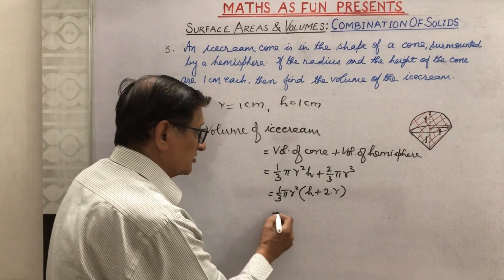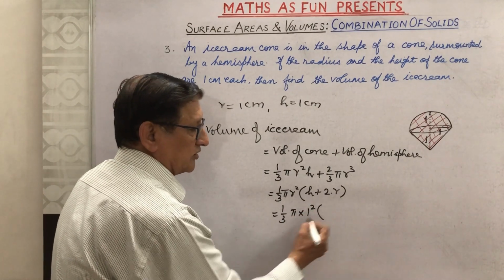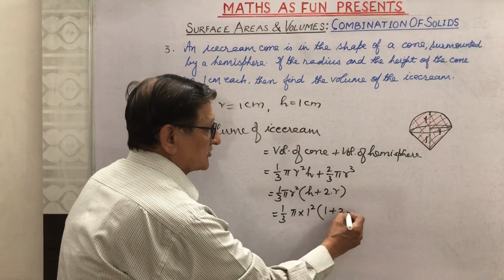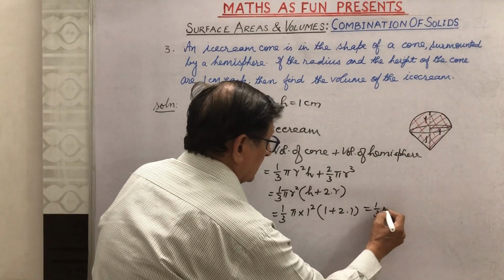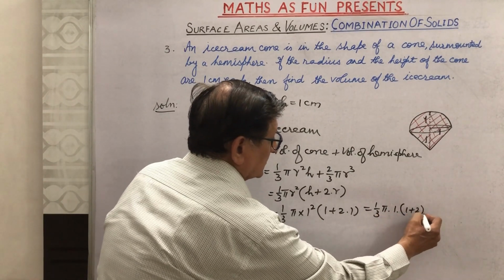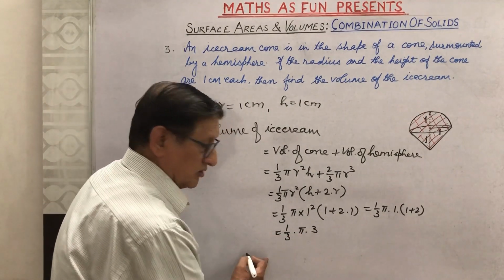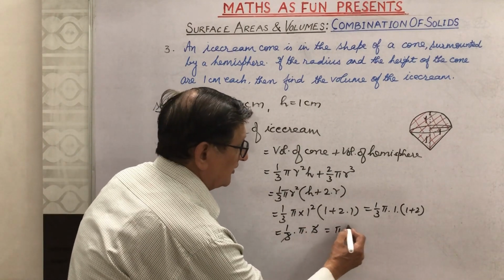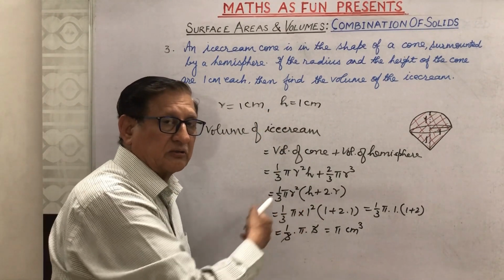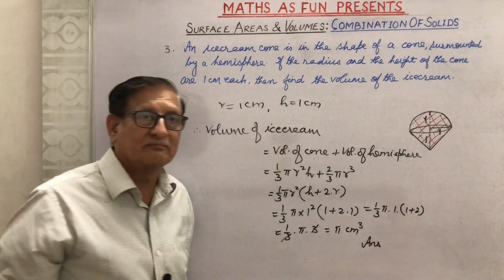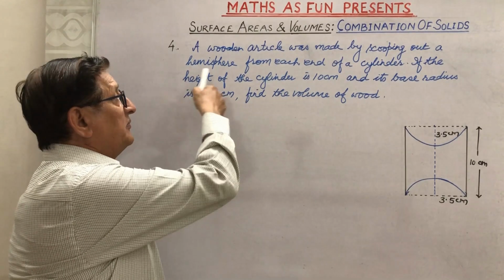Now substitute the values. We are getting 1 by 3 into pi into r square means 1 square. Height h is 1. Plus 2 into radius is 1. It comes as 1 by 3 pi into 1 plus 2. This is equal to 1 by 3 into pi into 3. 3 cancels this 3. So it comes as pi centimeter cube. It means the volume of the ice cream is pi centimeter cube. That is the answer.